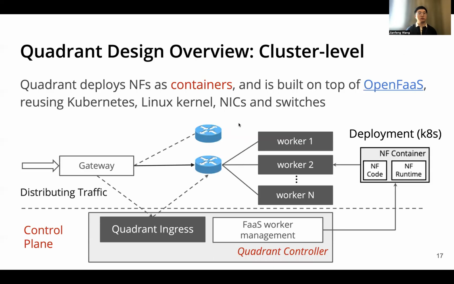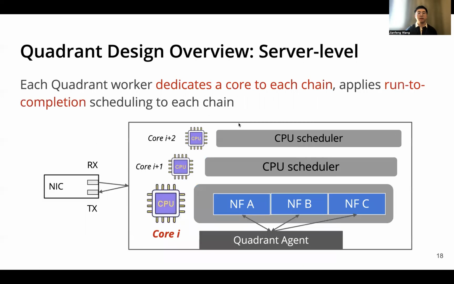Now, let's start with Quadrant's high-level design. Quadrant deploys network functions as containers, and we develop on top of an open source FaaS platform. To manage our worker cluster, Quadrant reuses OpenFaaS worker management system, which is based on Kubernetes. Each Quadrant worker runs many network function chain instances. For each chain instance, Quadrant dedicates a CPU core to it. Quadrant uses its own CPU scheduler to apply run-to-completion scheduling to network functions in the same chain.